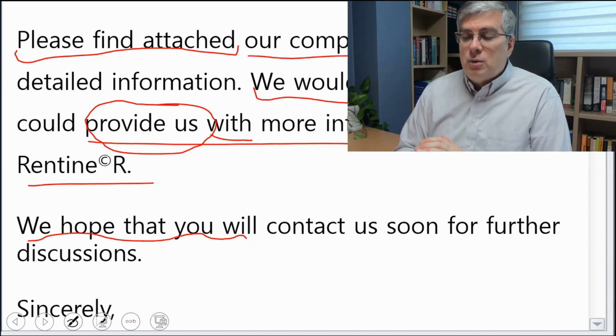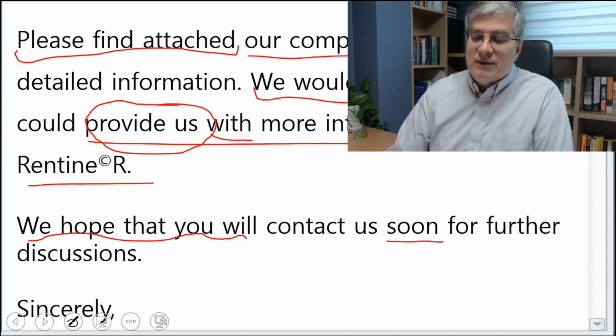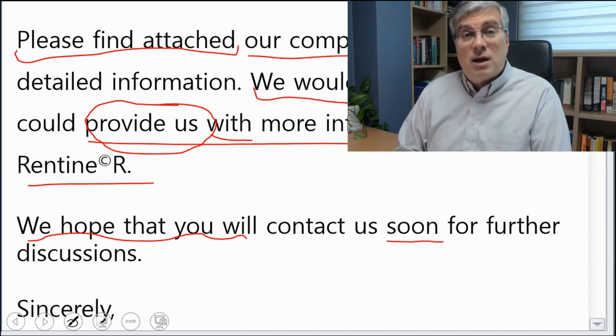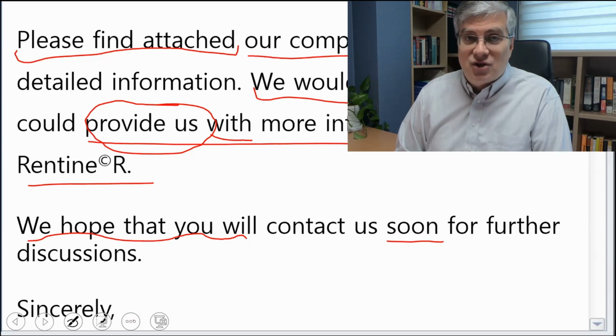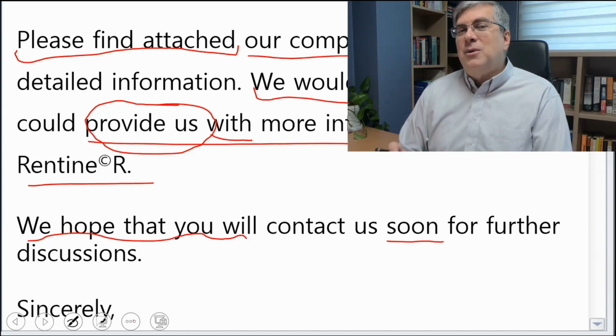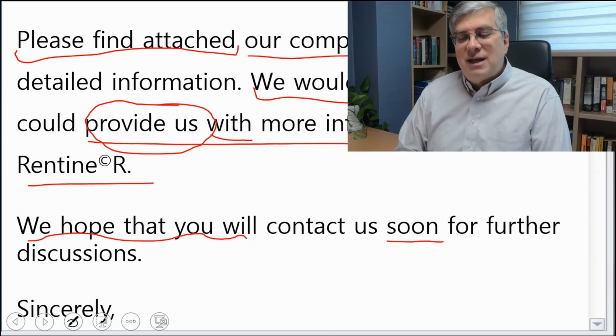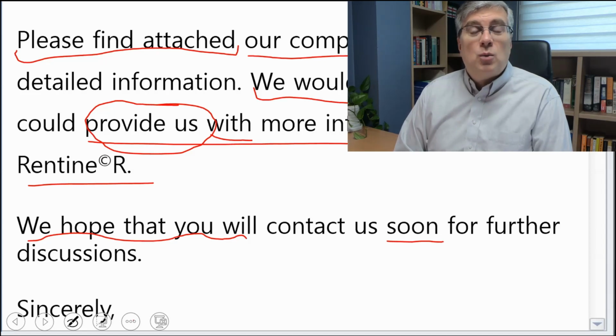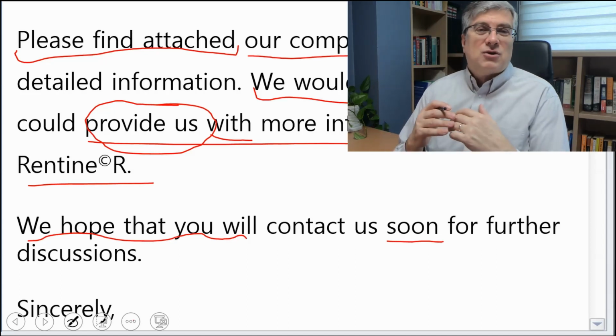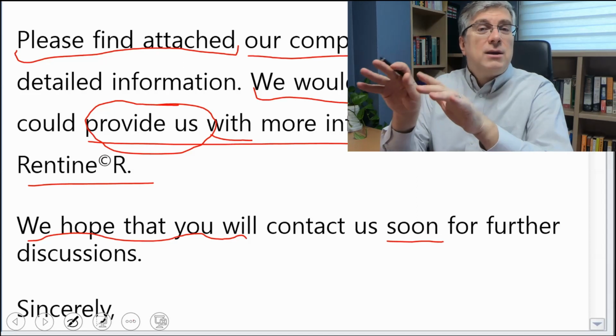So we hope that you will contact us. Again, of course, you could also say, we look forward to hearing from you. But in this case, we hope that you will contact us soon for further discussions. And throwing in soon, you're not throwing in a deadline. You're not pressuring them. They're under no obligation to do this. So you can't really push them. You just say, we hope that you will contact us soon for further discussions. Okay, so that's a good way to handle that type of situation when you do not know the other person, and especially when you're just sending. It's like you're sending out a feeler, right?